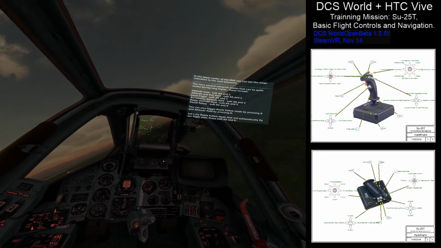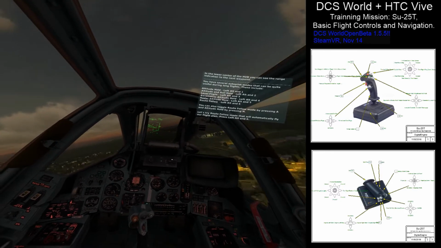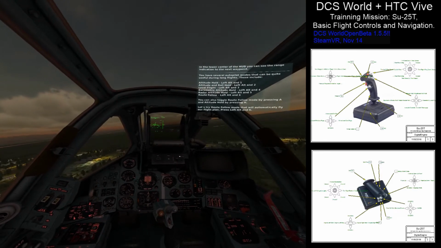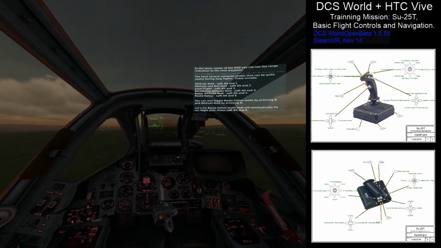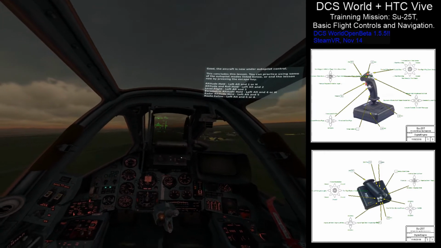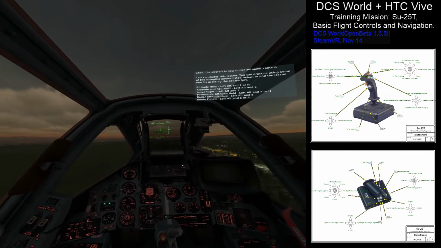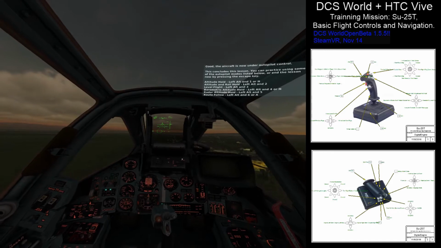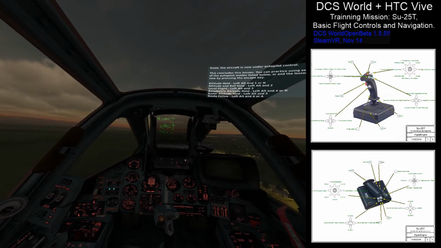Let's try route follow mode that will automatically fly our flight plan. Press left alt and 6. Good. The aircraft is now under autopilot control. This concludes this lesson. You can practice using some of the autopilot modes listed below, or you can end the lesson now by pressing escape key.